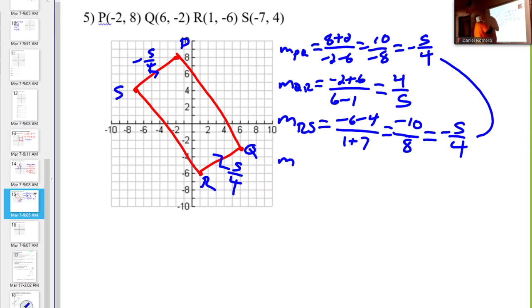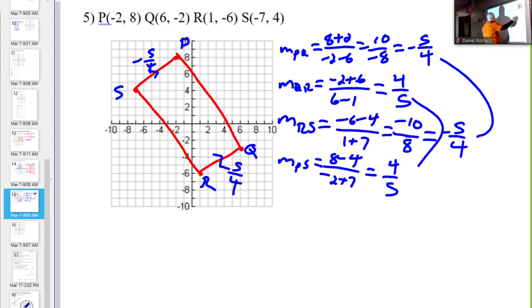Slope of PS is 8 minus 4 over -2 plus 7, and that is 4 over 5. And that works out nicely because now these are 4 over 5. So look, by showing that opposite sides are parallel, we've now proven it's a parallelogram.